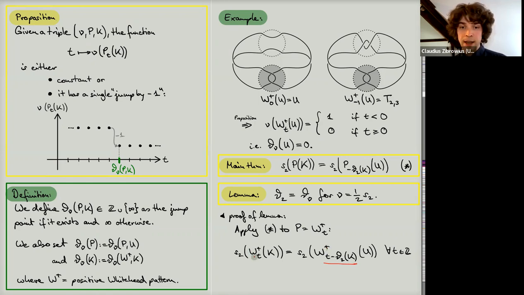And the left-hand side is either constant or has a jump point, but we already know that the right-hand side has a jump, so the left-hand side also has to have a jump because they're equal. So we know that the left-hand side has a jump point precisely when t is equal to theta sub nu of k. In summary, the left-hand side jumps at theta nu by definition, and the right-hand side jumps precisely at 0 because of our computation. And that proves that these two invariants have to be the same.